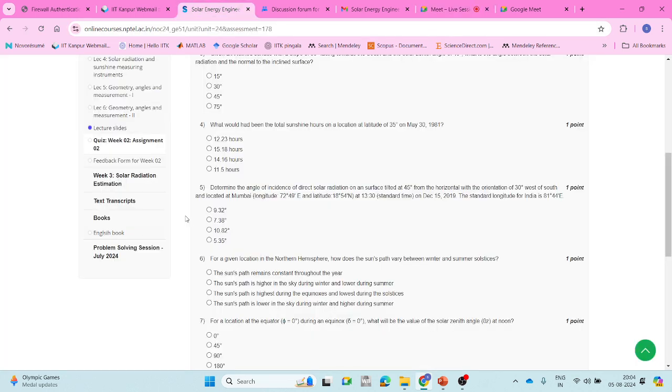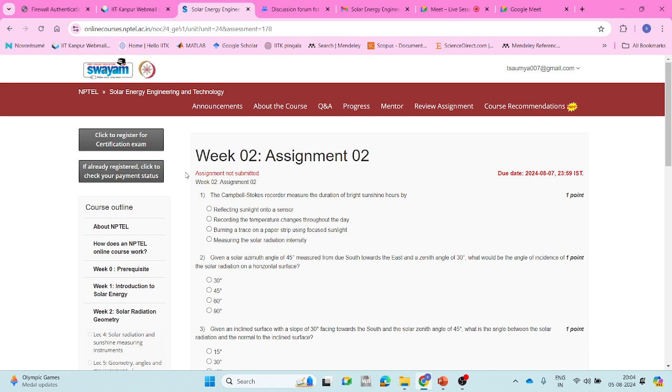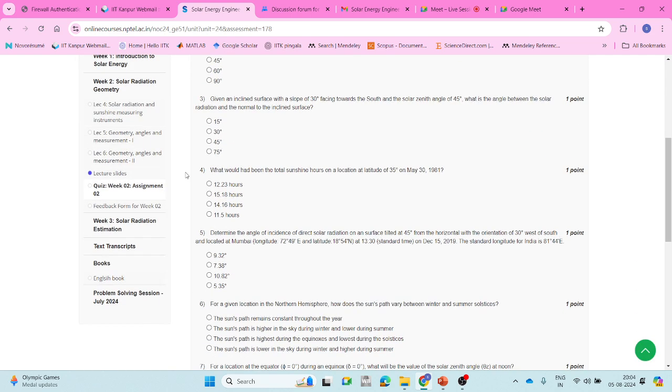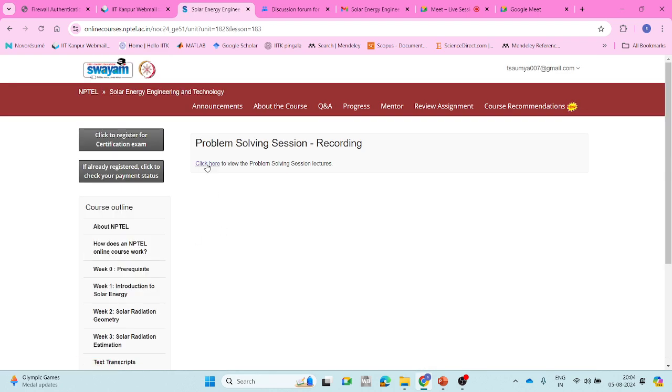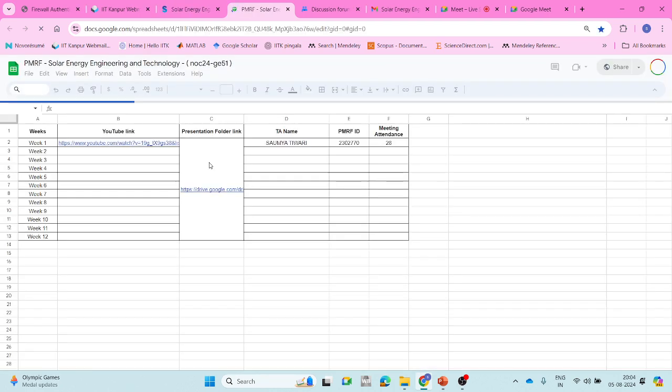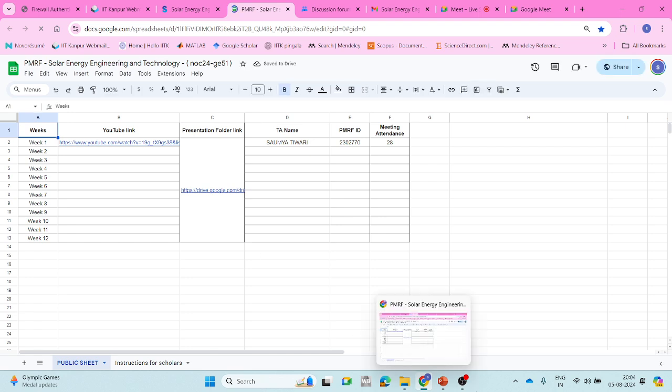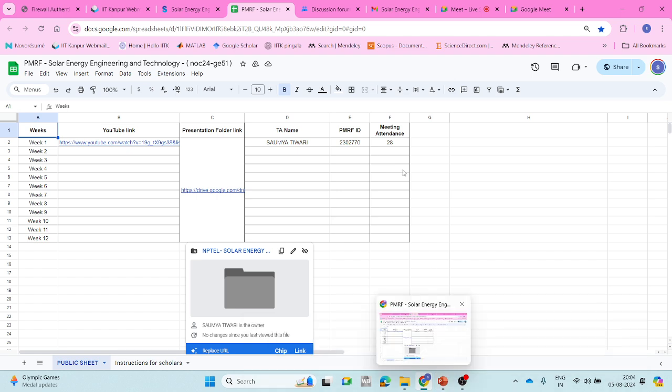If you go to your Swayam portal, this is how it will look. Here you can see the problem solving session July 2024. If you click on this, you can see the problem solving session recording. It is not coming on the screen, madam. Okay, just a minute.